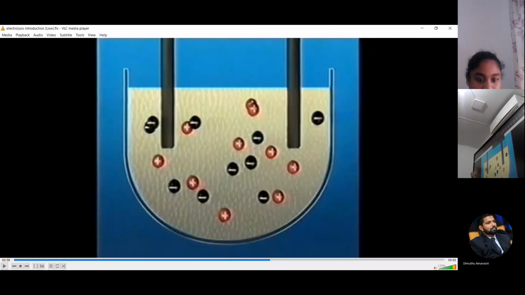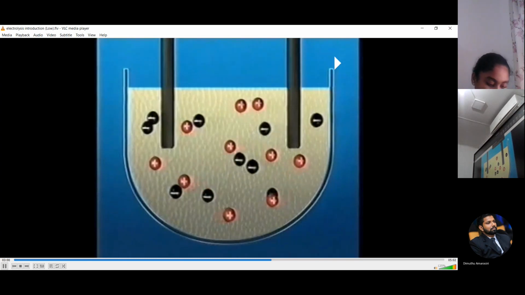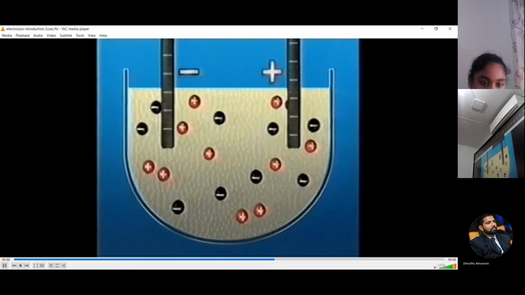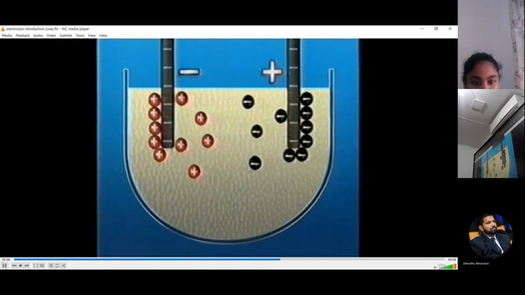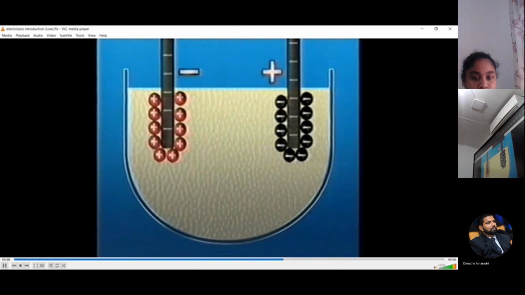So this is before the current is applied. We switch it on, the ions are randomly moving, evenly distributed. Once you switch on, the ions will move according to their charges. Once the power supply is switched on, the lead ions are attracted to the negative electrode. The bromide ions are attracted to the positive electrode.